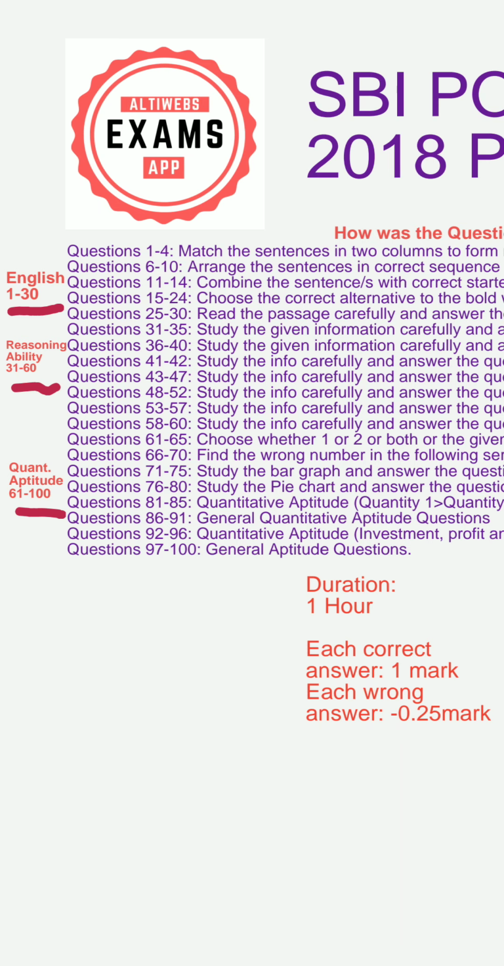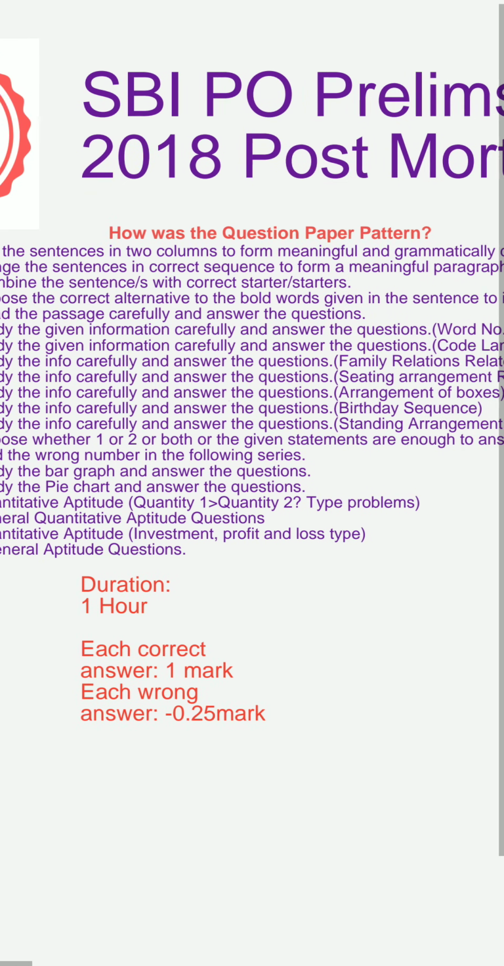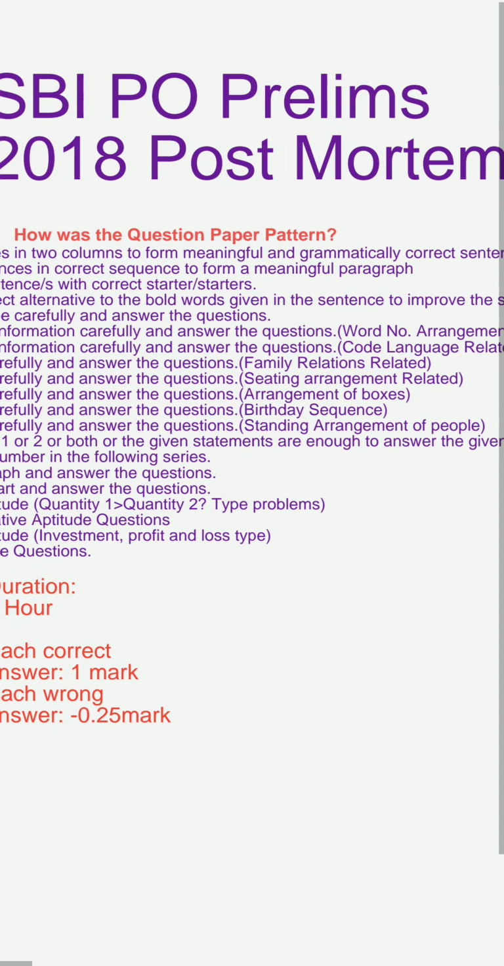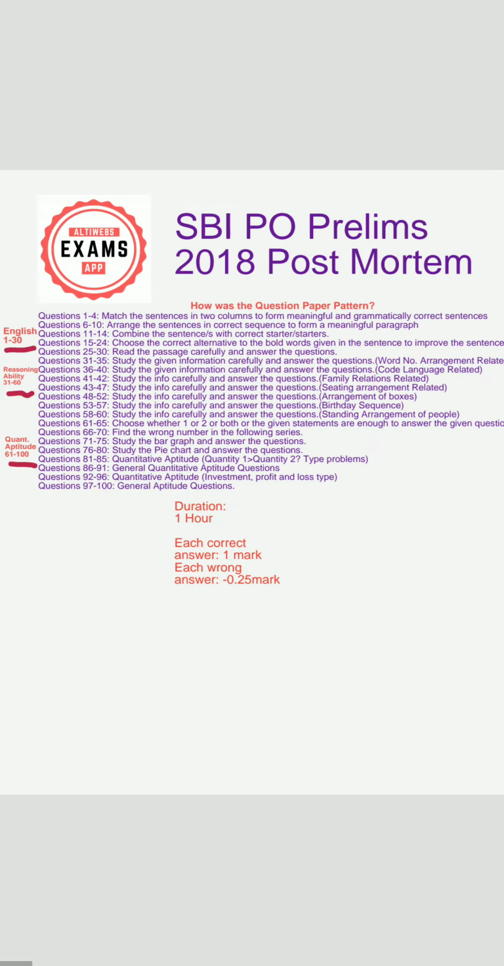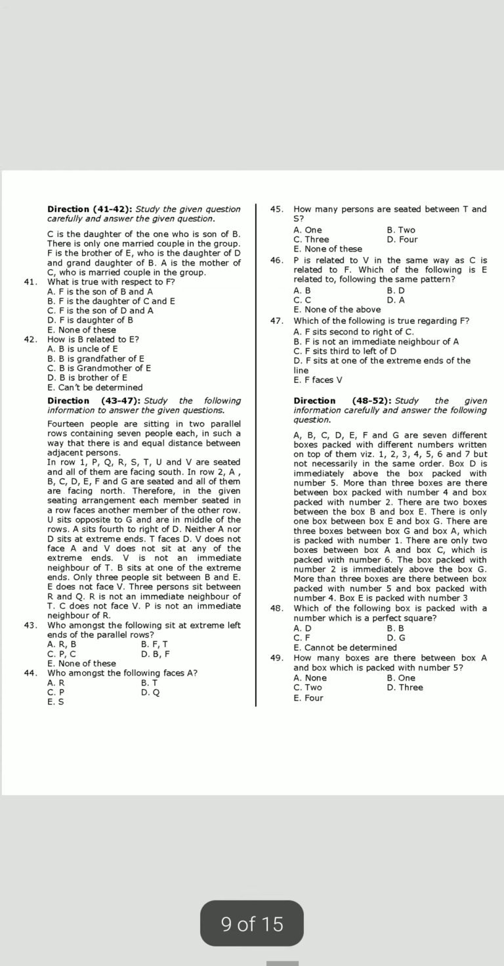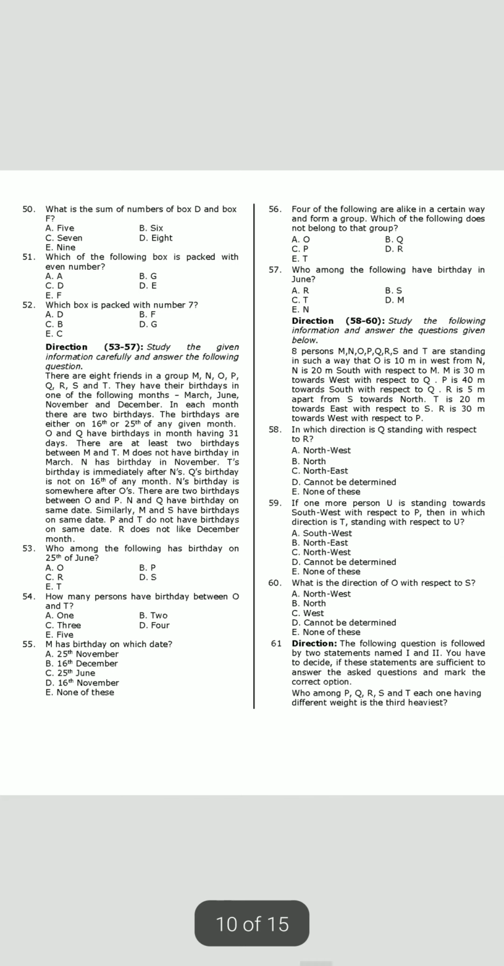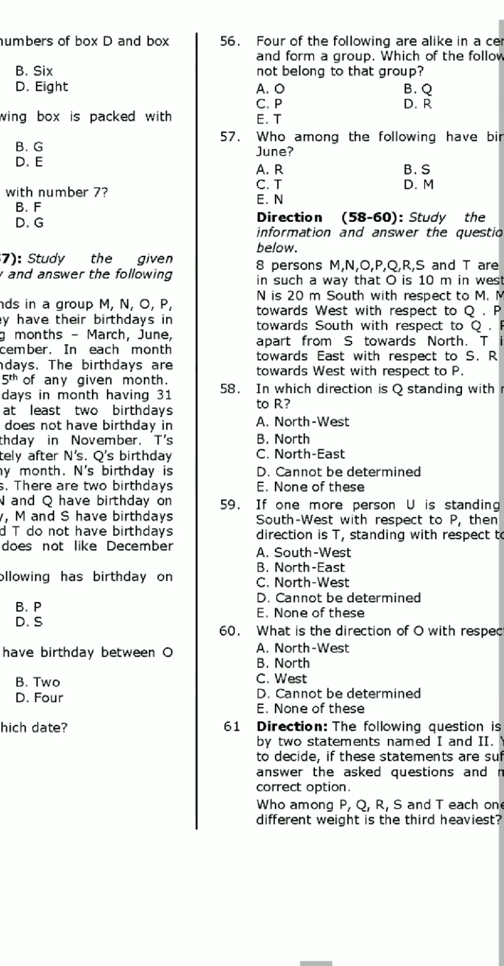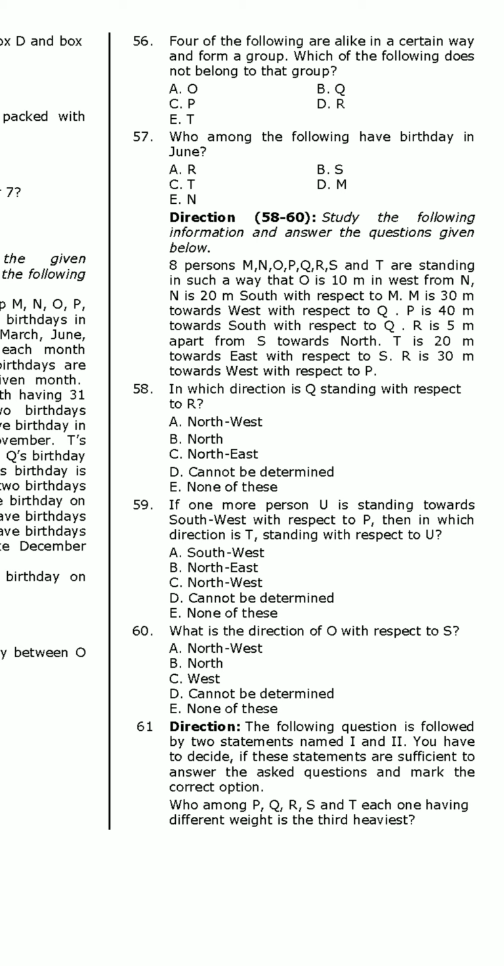Okay, so 61 to 65: choose whether 1 or 2 or both of the given statements are enough to answer the given question. So now this is a data sufficiency question. Let me go to 61. Here, who among P, Q, R, S and T, each one having a different weight, is the third heaviest? P, Q, R, S, T are 5 people and all 5 have different weights. Who is the third heaviest? We have to find that.